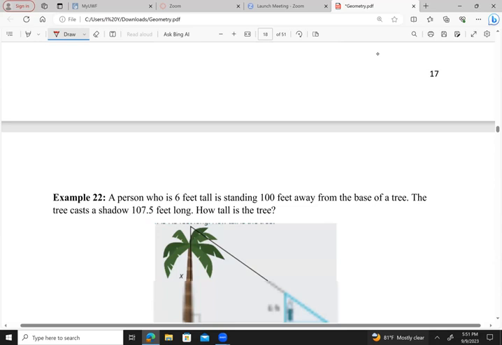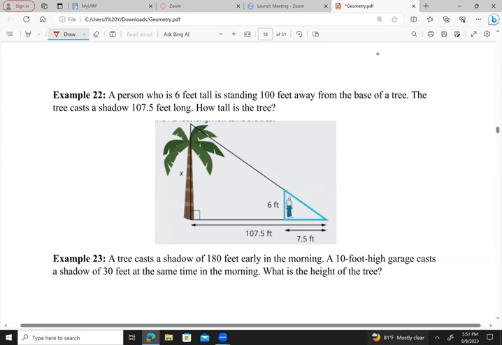Okay, a person who is 6 feet tall is standing 100 feet away from the base of a tree. The tree casts a shadow 107.5 feet long. How tall is the tree? So a 6 foot tall person has a 7.5 foot shadow. An unknown tall tree has a 107.5 foot shadow. Then we cross multiply. 7.5x equals 6 times 107.5, which is 645. Divide, and we get 86 feet.